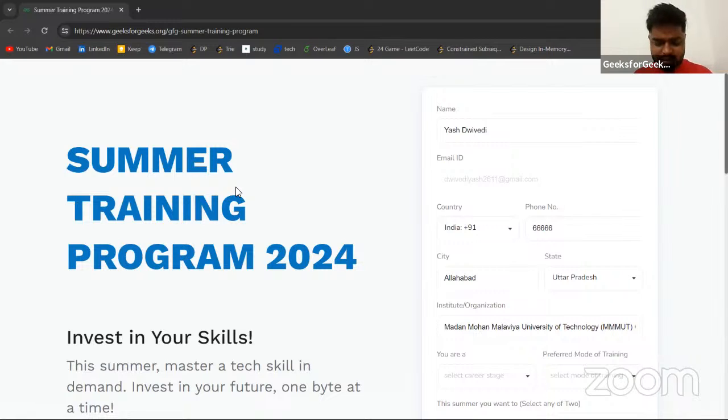During summer vacations, you get 100% of your time, because you don't have to complete any assignments, go to classes, or complete 75% attendance. So when you have such free time, why not utilize it to upgrade yourself in terms of DSA?